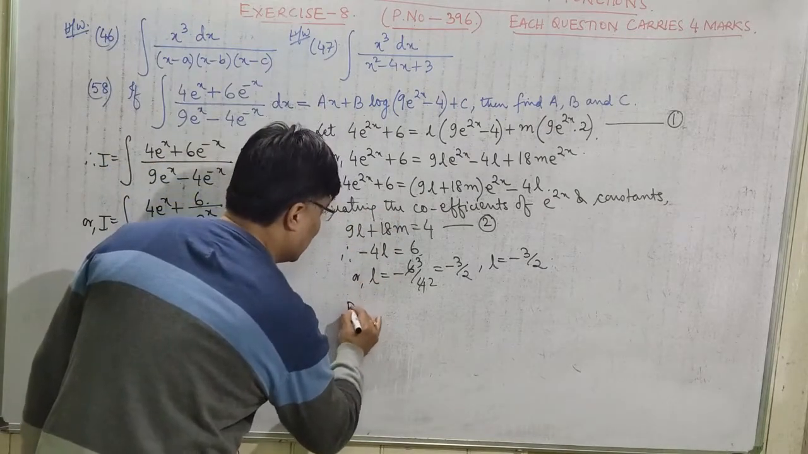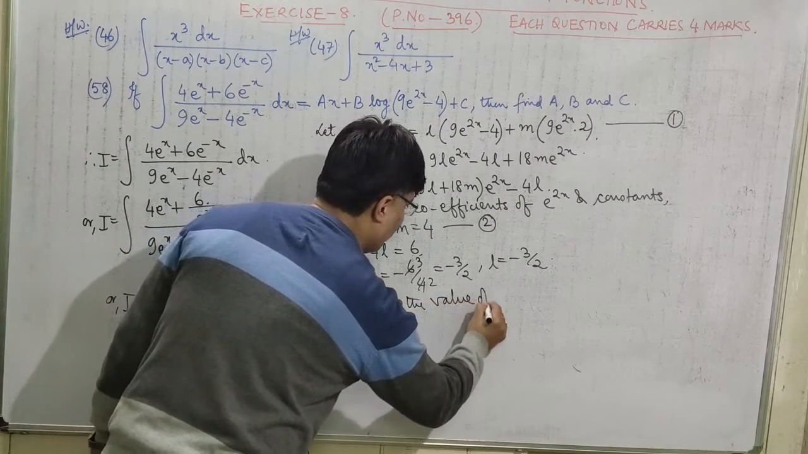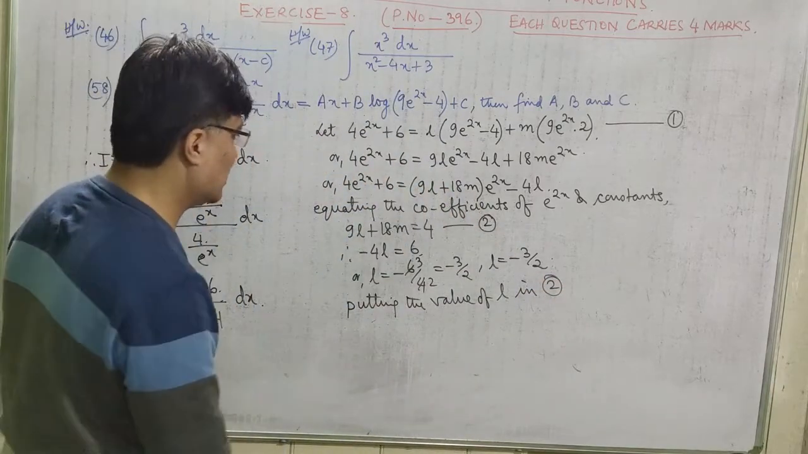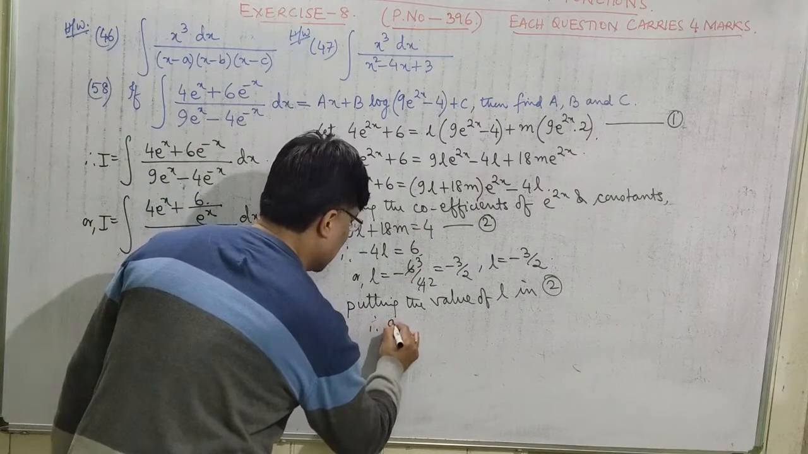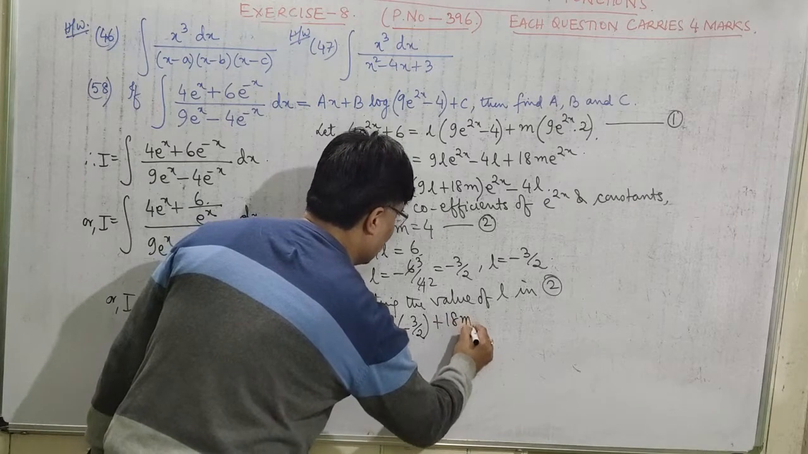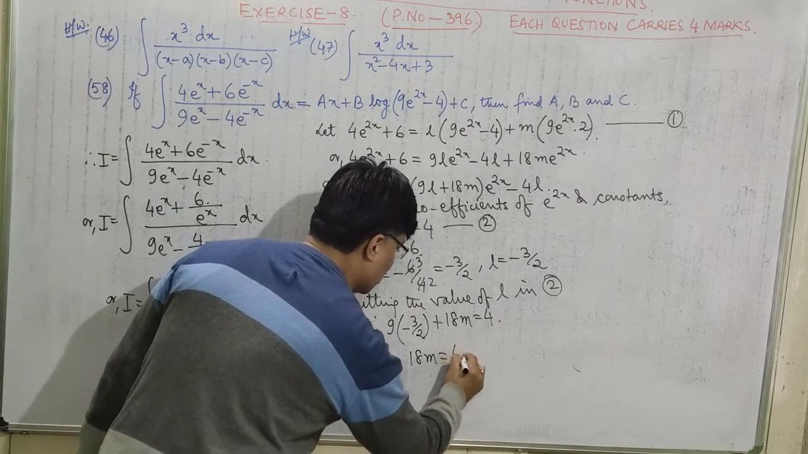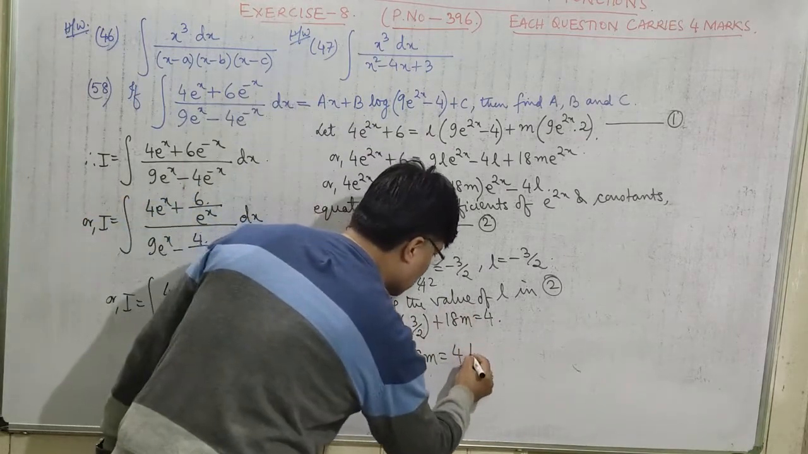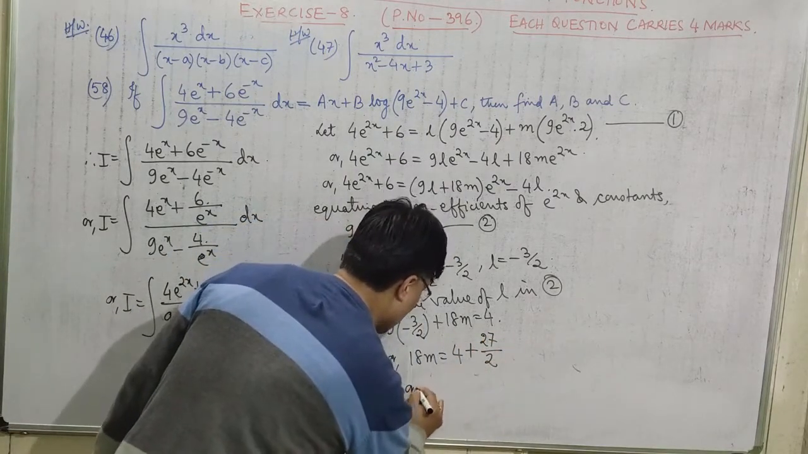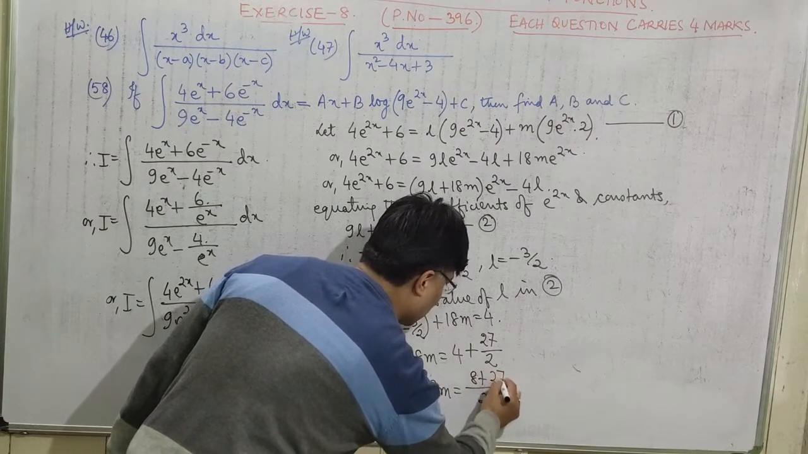Now putting the value of L into 1, what do we get? That is 9 into, what is L? Minus 3 by 2 plus 18m is equal to 4. Or this is 18m is equal to 4. This minus becomes plus on the right hand side. 9 3s are 27 divided by 2. Or 18m is equal to, LCM is 2. It is 4 2s are 8 plus 27.